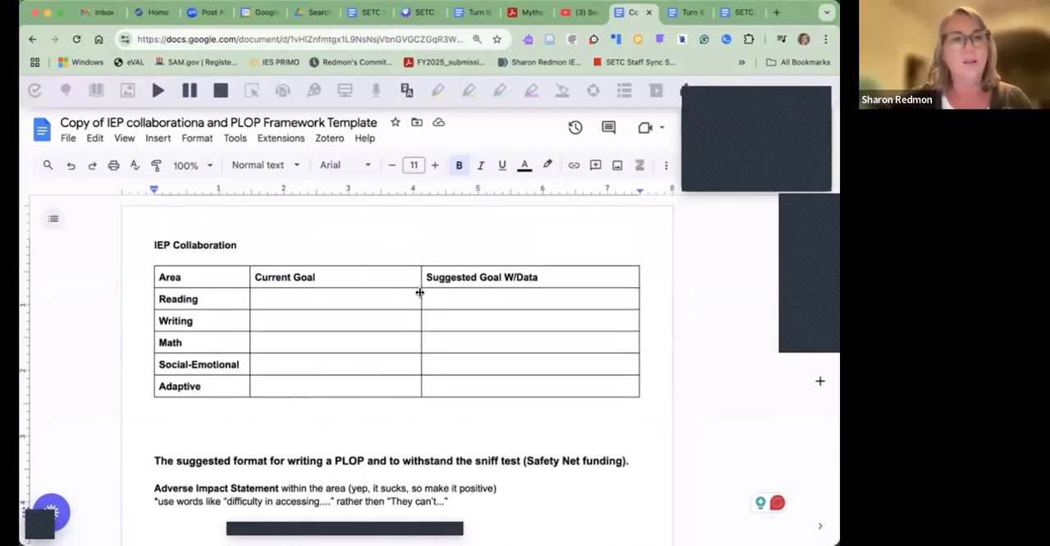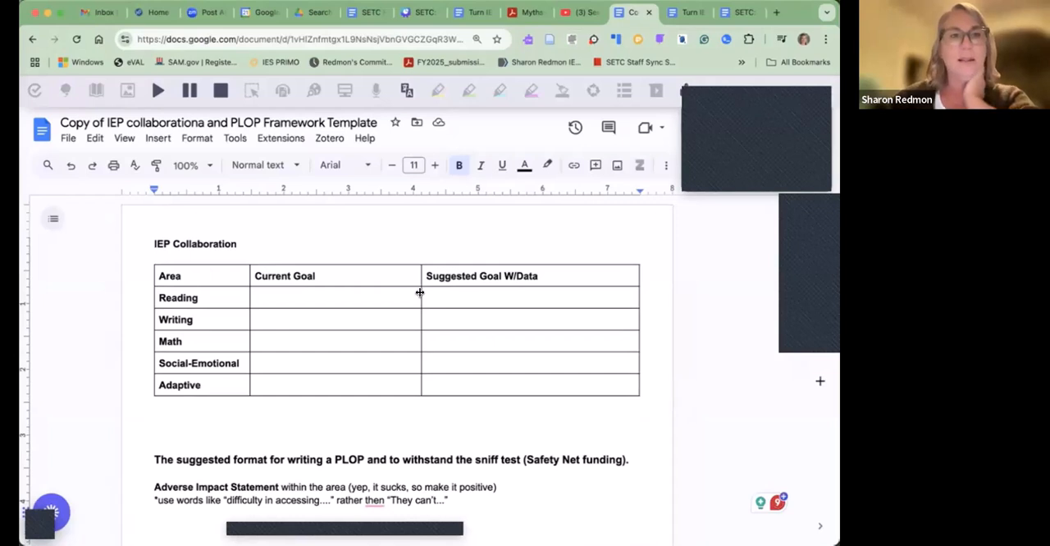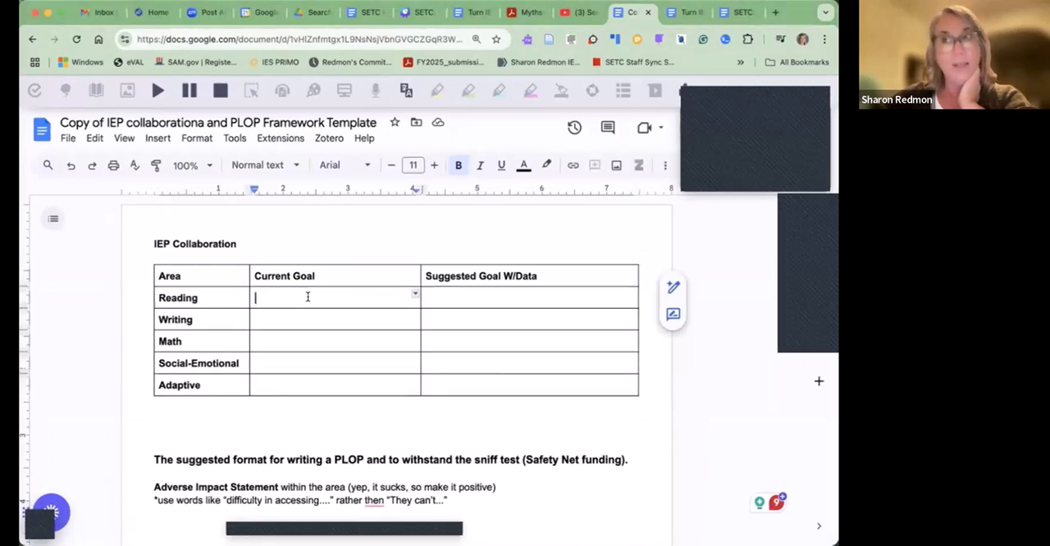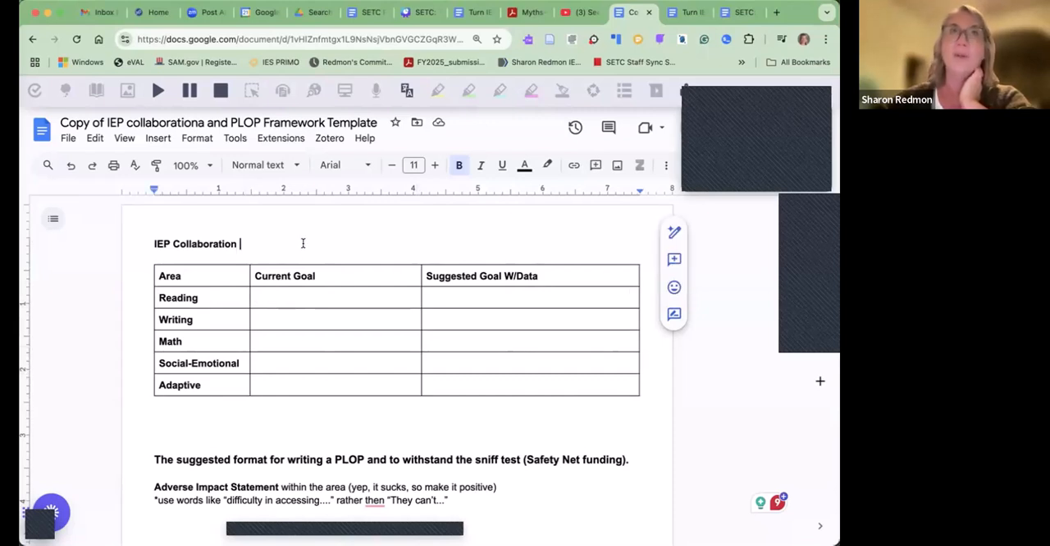Yeah, right here it is. So we created this collaboration and present performance framework so that we knew what the current goal was. This was really, really helpful when we went to write the IEP, because we knew what the current goal was, we knew what the current data was, and then we had a space where everybody could put in suggestions, if this is our main area, really that communication.